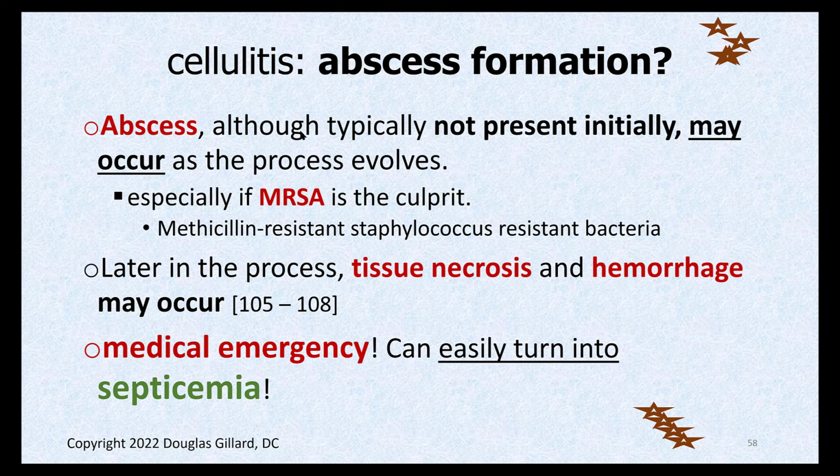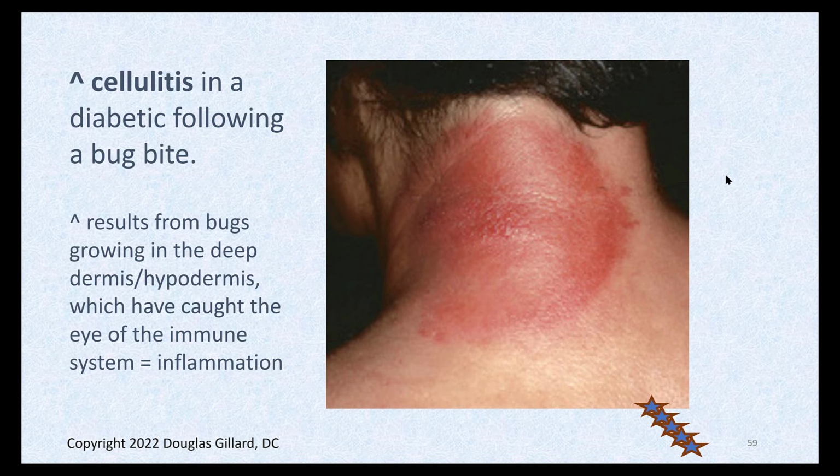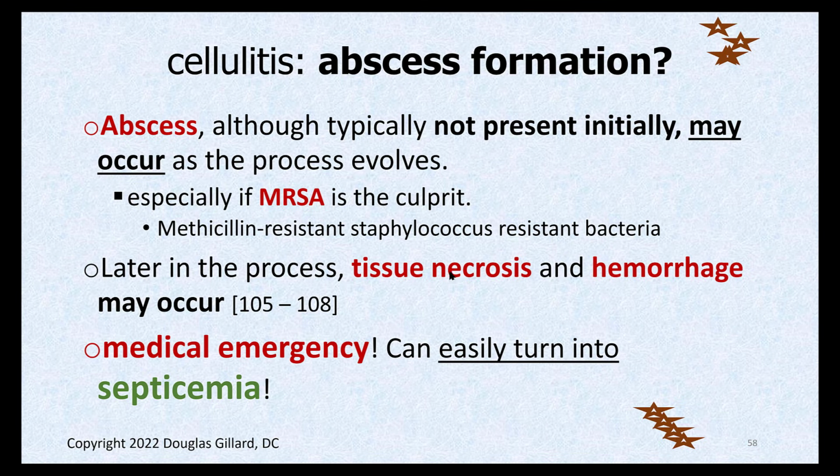If the bugs kind of pool in one area and really multiply and start destroying and feeding on tissue, you can literally get holes in your skin, which are filled with pus and inflammatory juices, and that's called an abscess. MRSA is particularly notorious for causing abscesses. That's methicillin-resistant Staphylococcus aureus, and yeah, that's an abscess. And sure, the abscess can kill tissue, and you can even get hemorrhage if it gets down into the subcutaneous tissue and hits some big blood vessels, and it's a medical emergency.